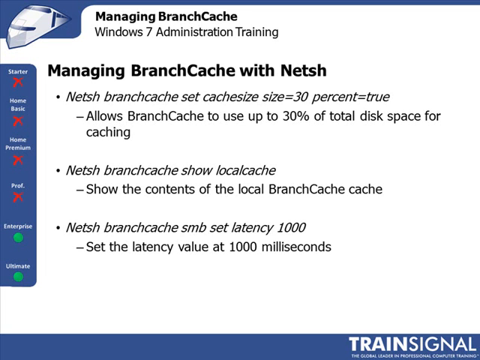The next command, netsh branchcache smb set latency 1000, would set the latency value to 1000 milliseconds rather than the default of 80. What this would mean is there would have to be an absolutely horrendous internet connection before BranchCache would kick in. I'm not actually going to do that. I'm going to set my latency a little lower. We'll say 50, so you can see how it all works.